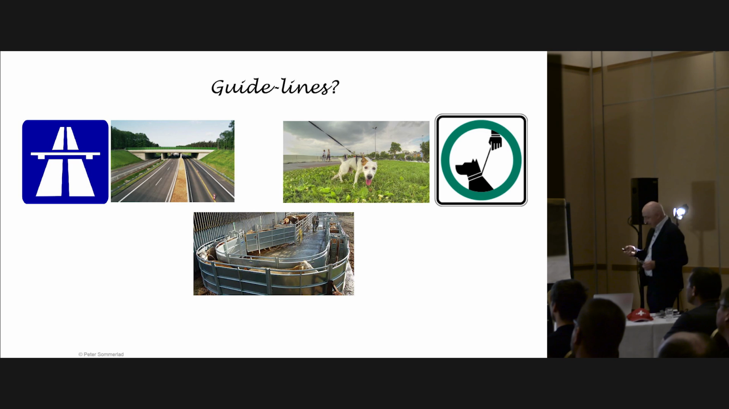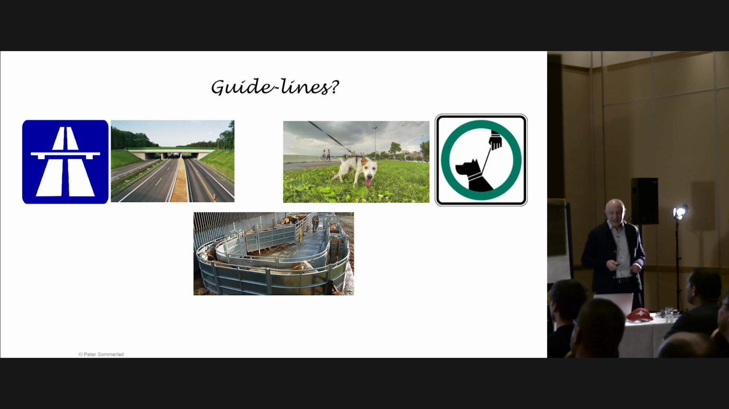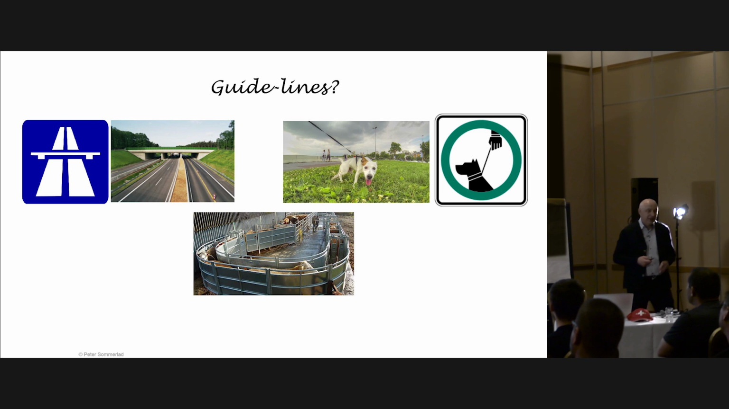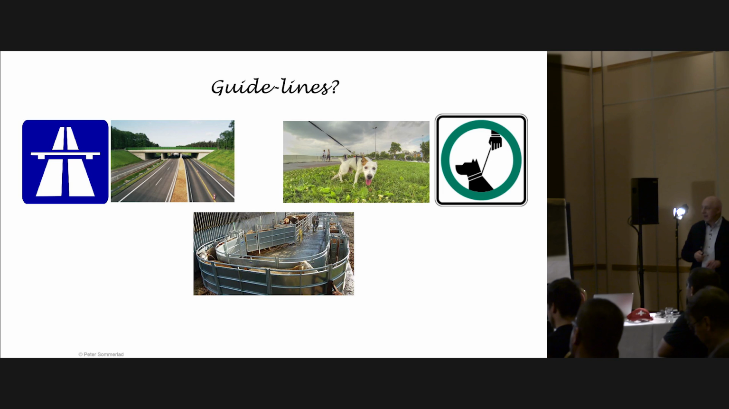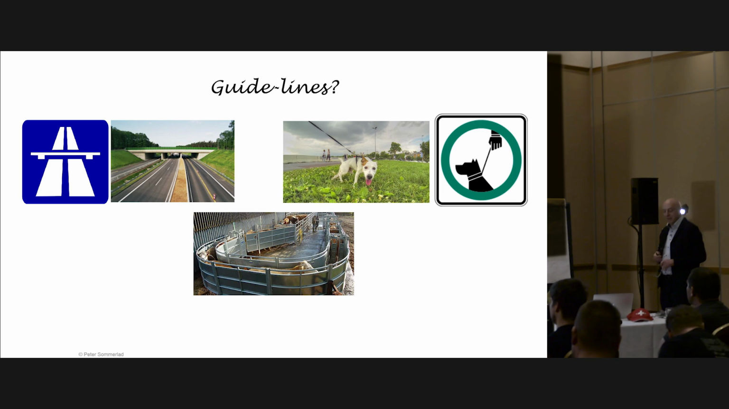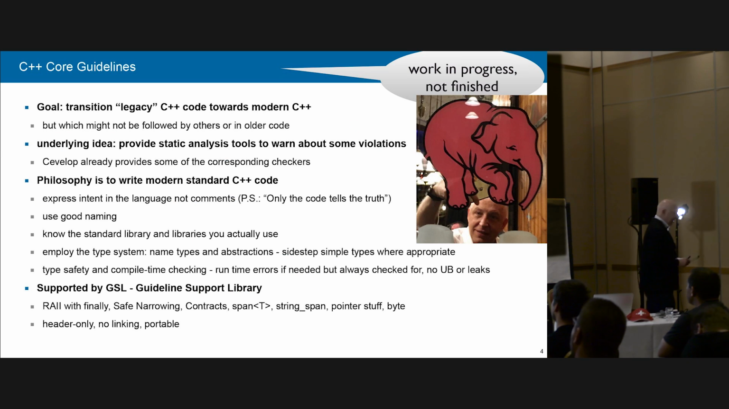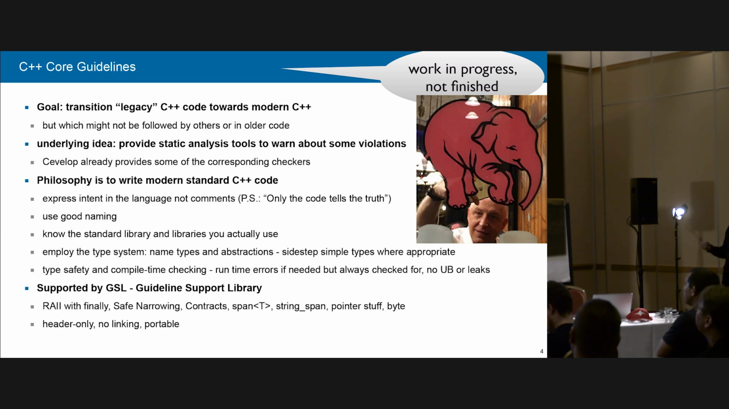So guidelines can be a two-edged sword, and I will give my criticism of the core guidelines as they stand today, or when I prepared the slides, so some things might have changed in between, so don't put the finger on things that I misinterpreted because they changed underneath, because it's a work in progress. It's not finished. The goal is actually to help people with the transition from, let's say, C++ code as it might still be written today, but was the way to write C++ in the 1990s, towards modern C++ style.